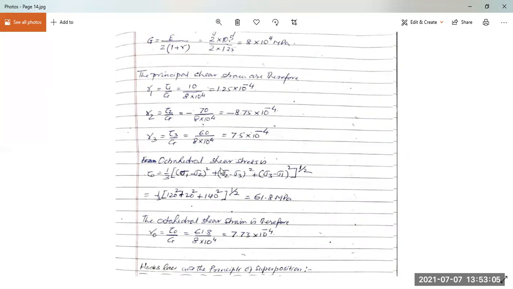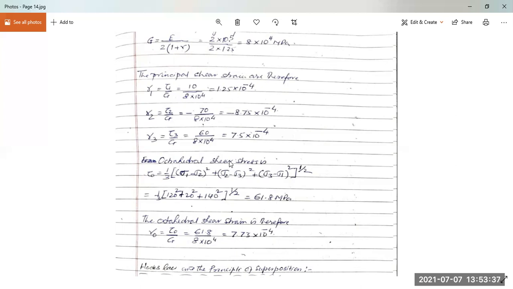And the octahedral shear stress is given by this equation: tau 0 is 1/3 times the square root of sigma 1 minus sigma 2 whole square plus sigma 2 minus sigma 3 whole square plus sigma 3 minus sigma 1 whole square. So put the values of the differences here, which are 120, 20, and 140, take the squares, take the square root and multiply by 1/3, which is equal to 61.8 MPa.